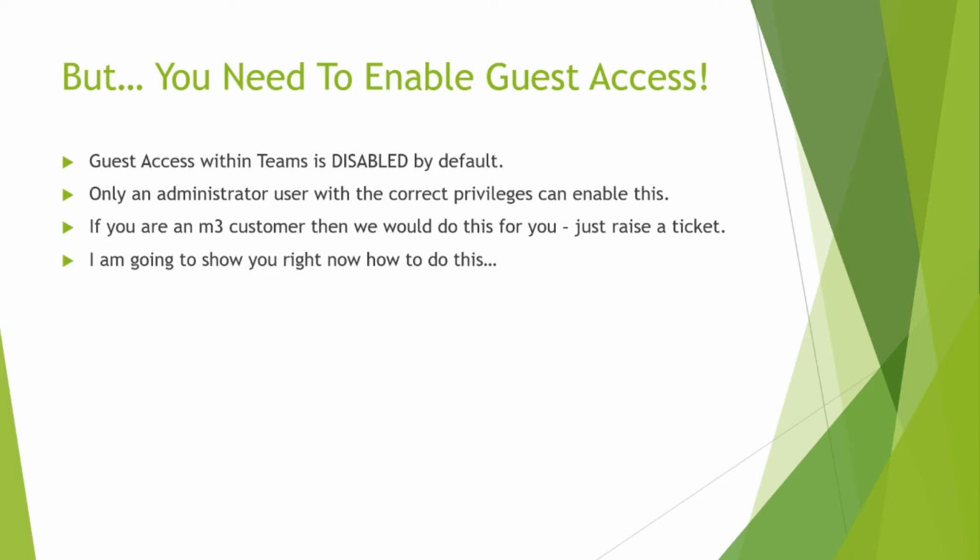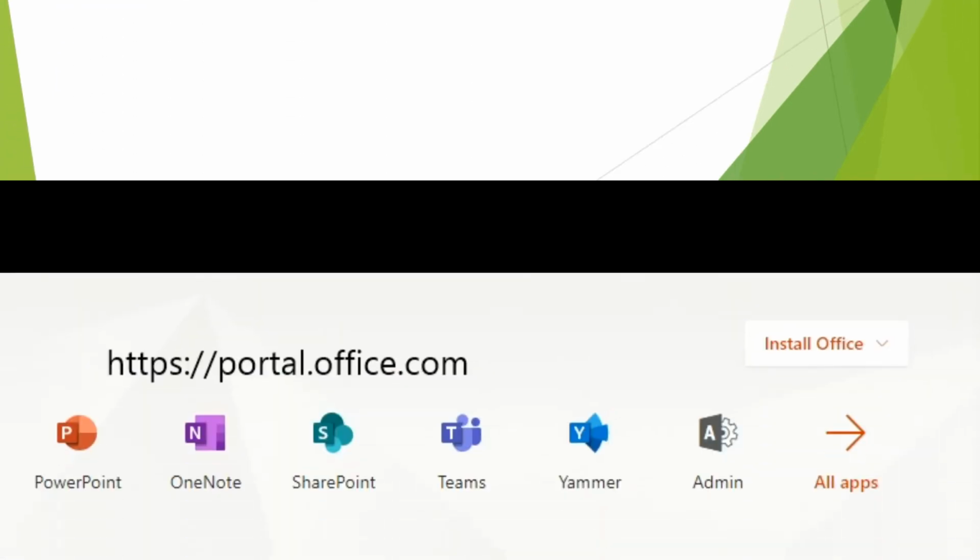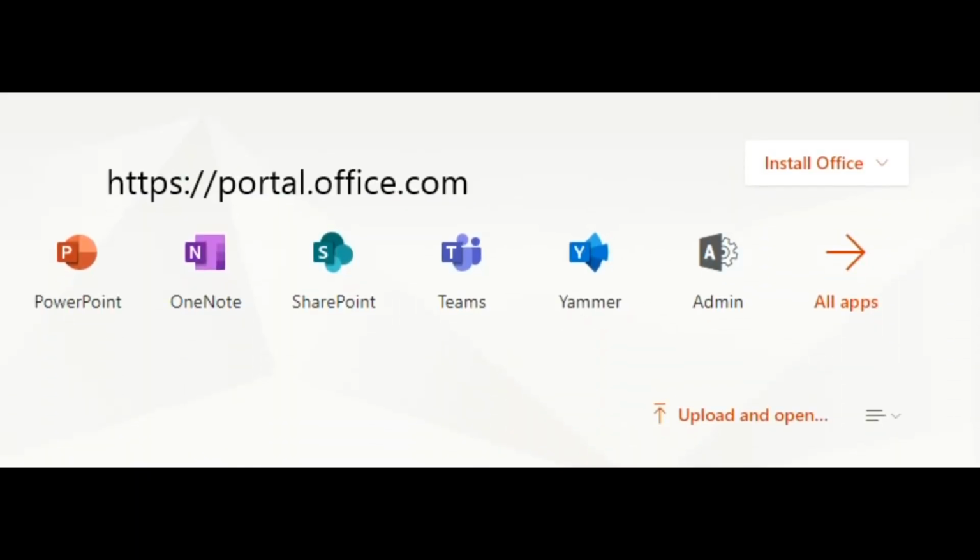But if you aren't an M3 customer or we're not managing your Office 365 environment, then I am going to show you right now how to do this within your Teams account. The first thing you're going to have to do is get access to your Office Administrator account. Once you have the username and password, head to portal.office.com, the URL that I've put on the screen here, and log in.